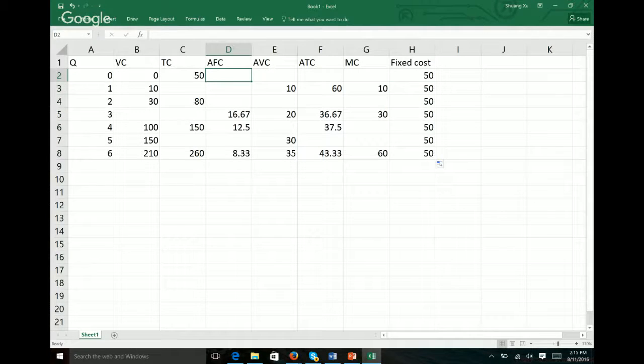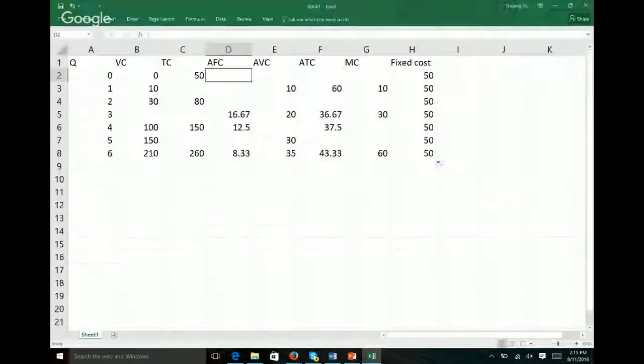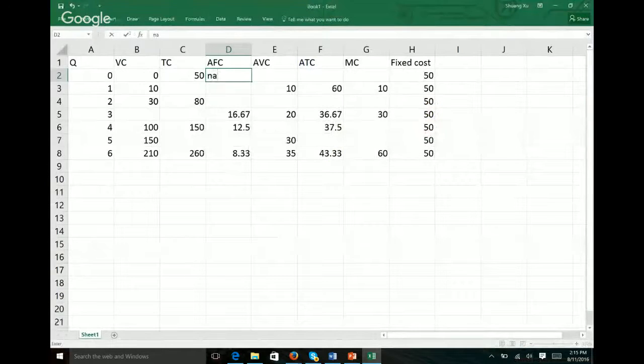And then let's do this one over here. I think this is undefined, so NA, because you can't divide by 0.